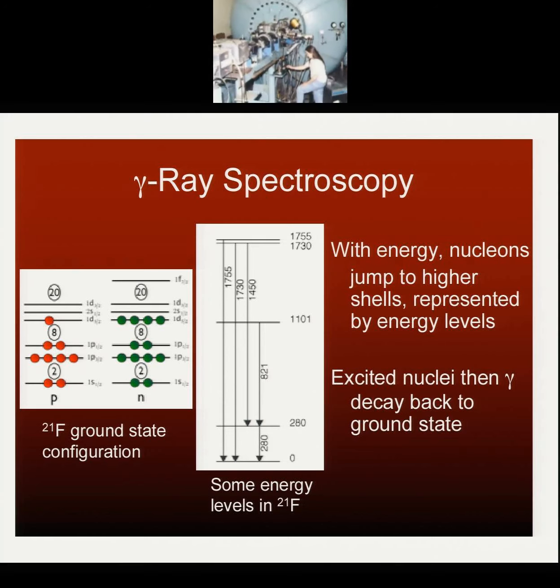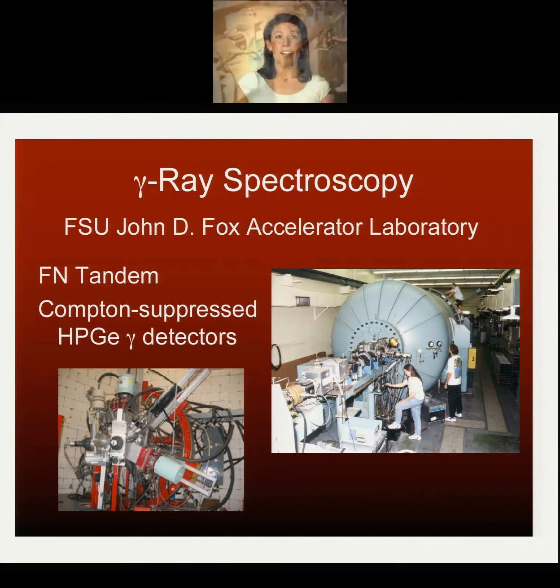In order to produce excited nuclei, we accelerate nuclei at the FSU John D. Fox Accelerator Laboratory. The FN tandem accelerates our nuclei. We have a positively charged central contact where negatively charged ions are attracted to. Upon passing through the central contact, the negatively charged ions are stripped of their electrons and become positively charged, where they are then repelled away from the positively charged central contact. So it's a two-stage accelerator.